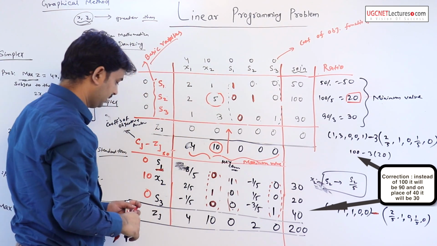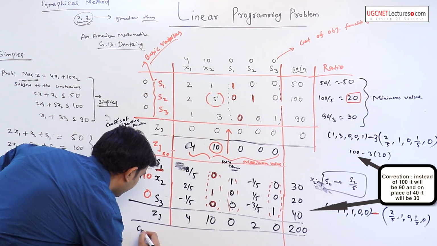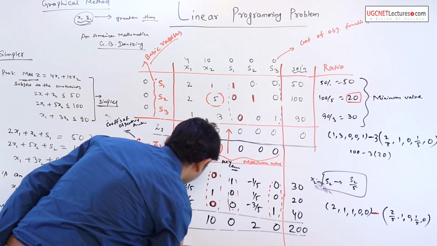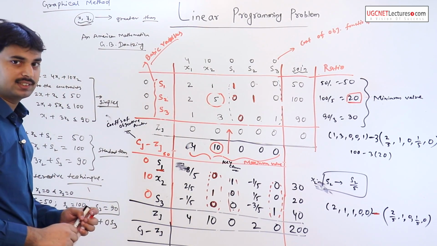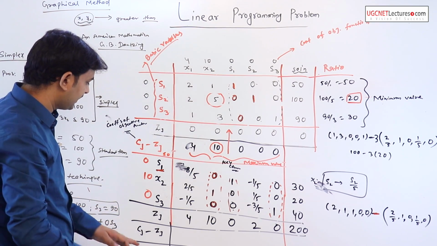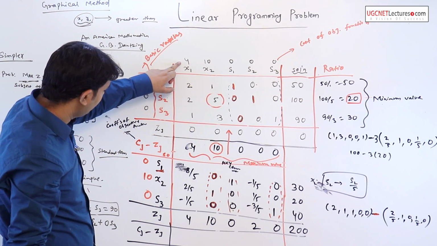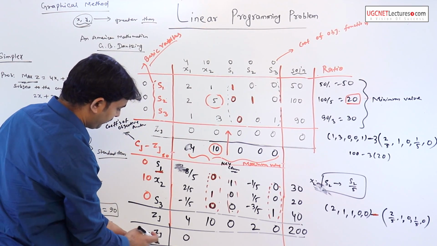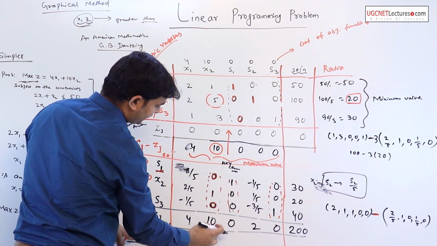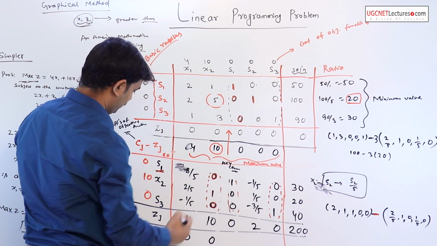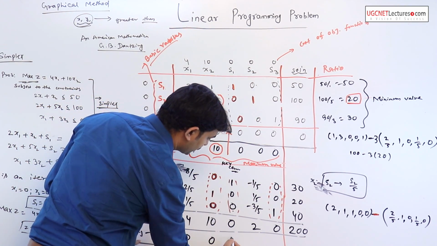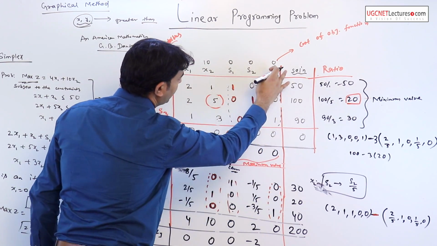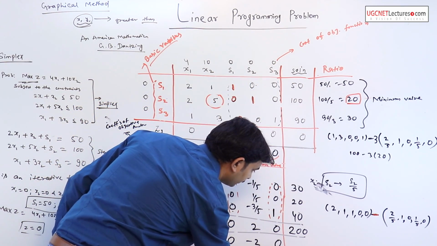Now we check the optimality criteria Cj minus Zj. For the optimality criteria, we have to calculate Cj minus Zj. For Cj minus Zj, here 4 minus 4 gives 0. C2 minus Z2, 10 minus 10 is 0. 0 minus 0 is 0. 0 minus 2 gives minus 2. And 0 minus 0 gives 0.